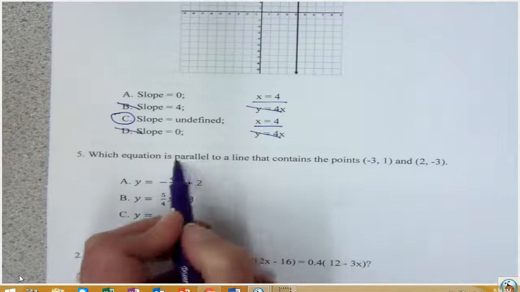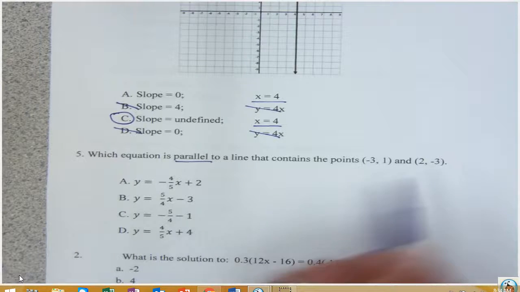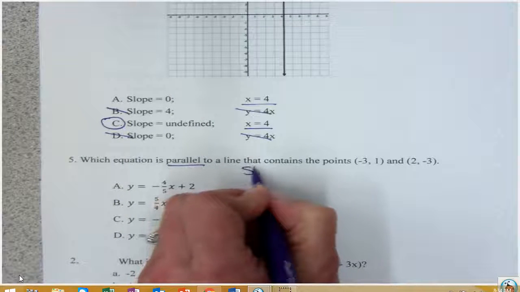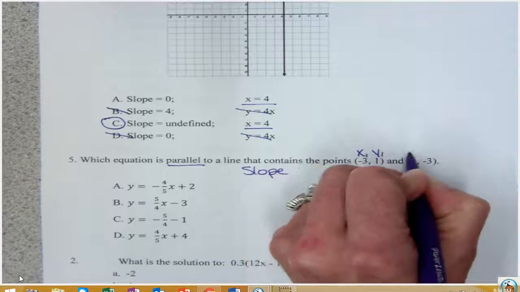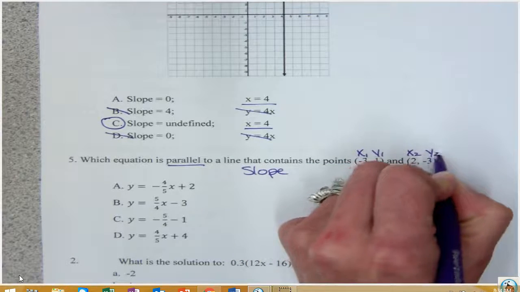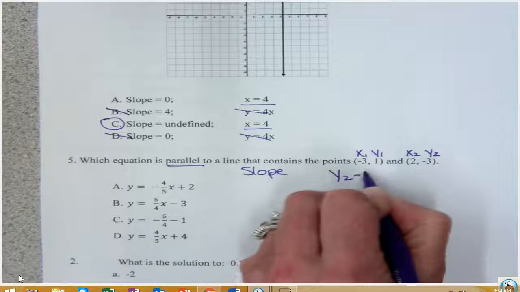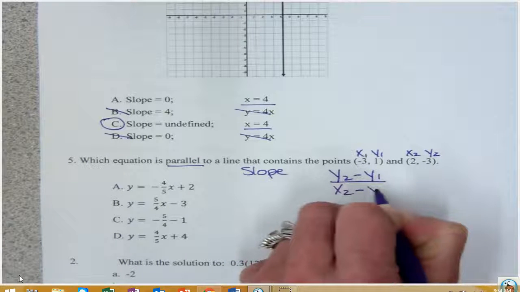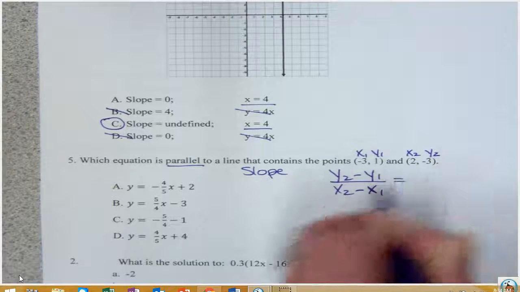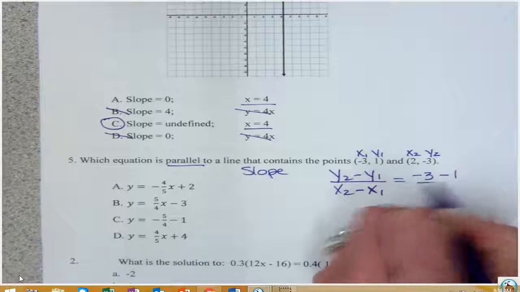Which equation is parallel to a line that contains the points here? So you need to find the slope. It's asking you to find your slope. So this is your x1, y1. This is your x2, y2. So we've got y2 minus y1 over x2 minus x1. That's going to be negative 3 minus 1.